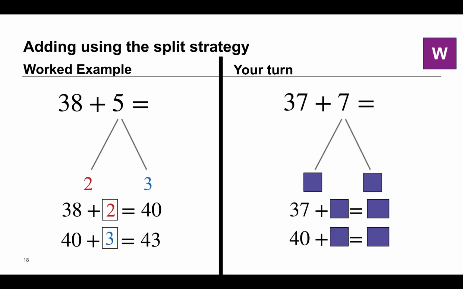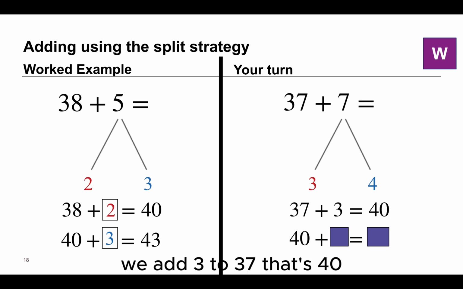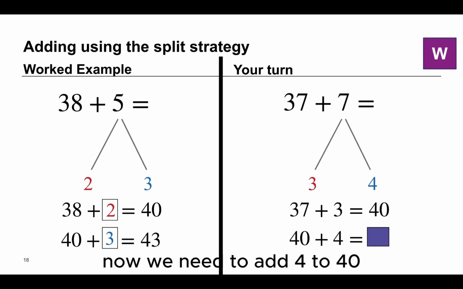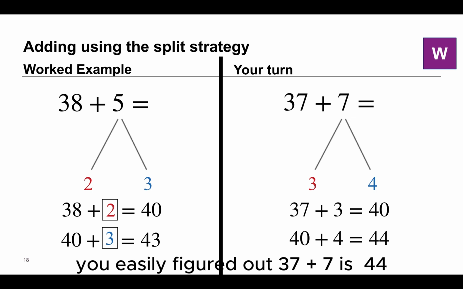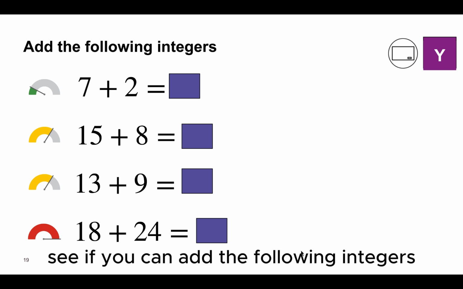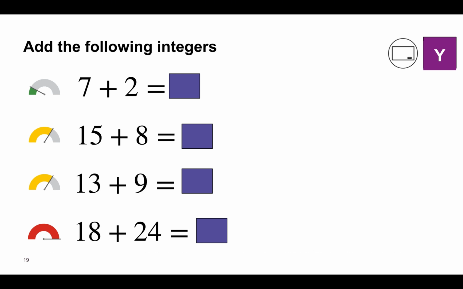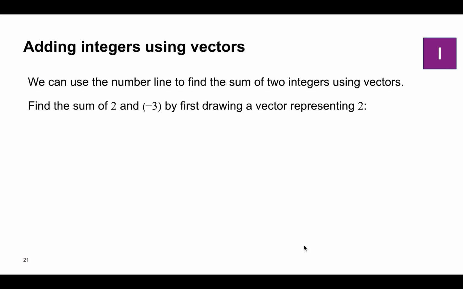First, we split 7 into 3 and 4. We add 3 to 37, that's 40. Now we need to add 4 to 40, that's 44. This way, you easily figured out 37 plus 7 is 44. Pause the video, see if you can add the following integers. Check your answers. Job well done.